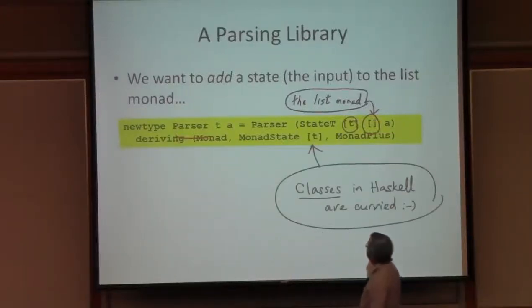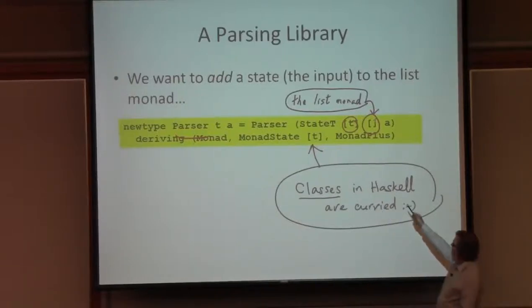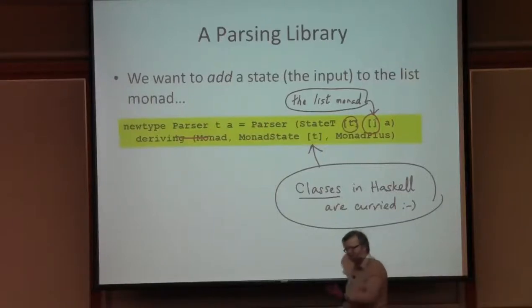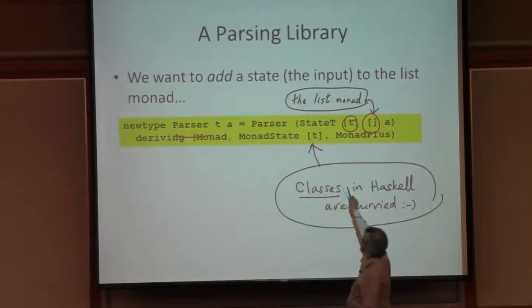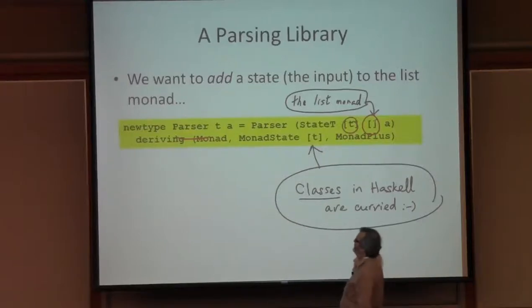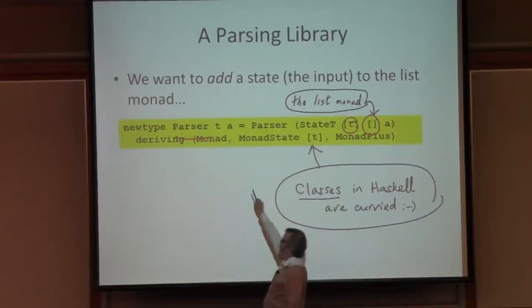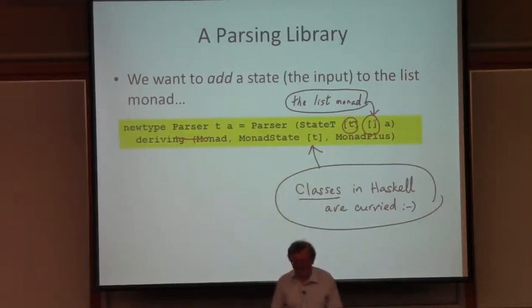Oh, and you can also see here that Haskell classes are curried too. Remember, monad state had two parameters, the type of the state and the type of the monad. Here it's being used with just one parameter, the type of the state, and that's equivalent to a one-parameter class, which is a good thing because one-parameter classes are the only things that you can put here in this deriving clause.